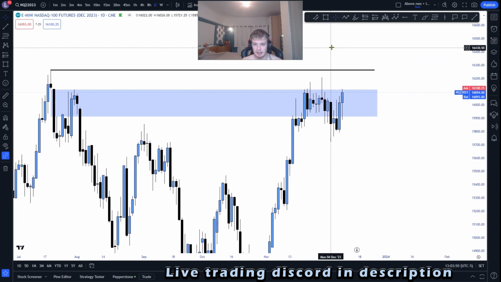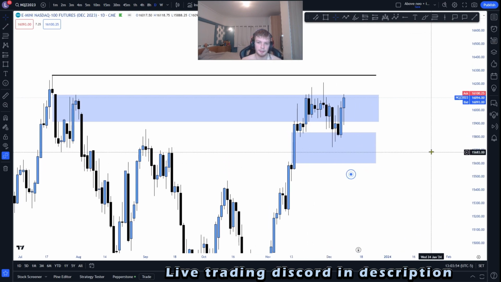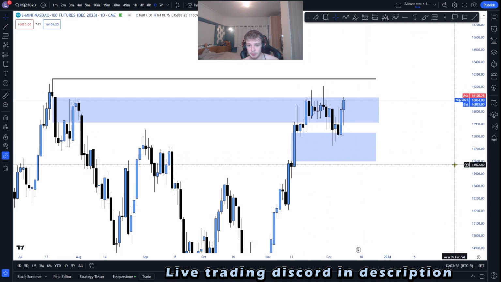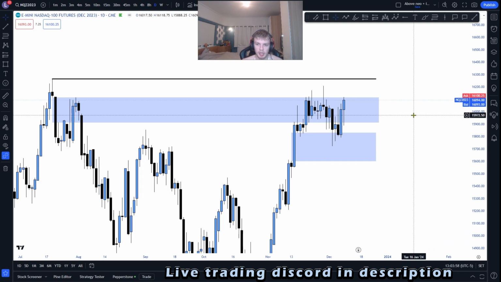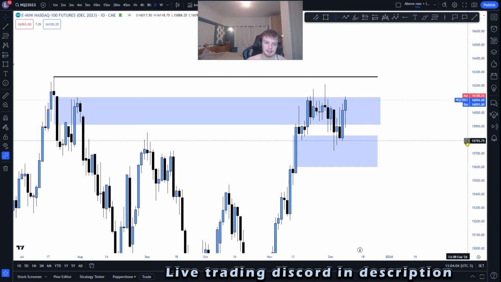Now, as you can see, price is also respecting this bullish fair value gap. So that is just another reason why I think if price breaks this fair value gap, we are most likely going to go to the upside. And this is also the model that I trade on lower time frames.